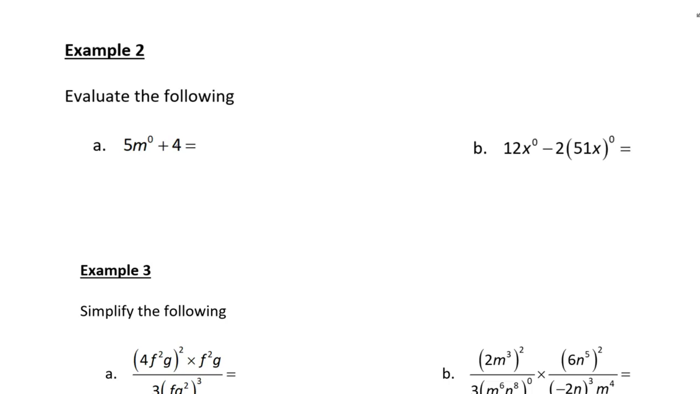What this states is anything to the power 0 is 1. In this case, it would just be m to the power 0, meaning that we get 5 times 1, which is 5, plus 4, finishing with 9. Here, x to the power 0 is our 1, so that gives us 12. And because all of this is to the power 0, all of this becomes 1. Minus 2 times 1 is just minus 2, which gives us 10 as a final solution.